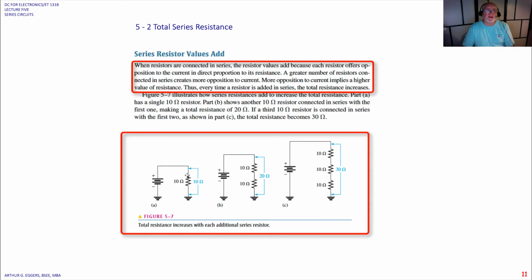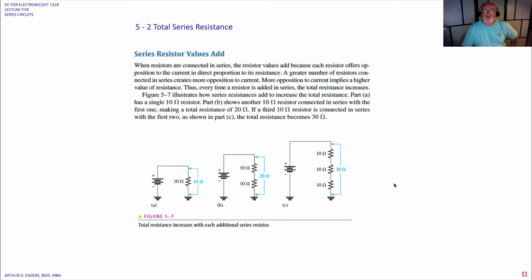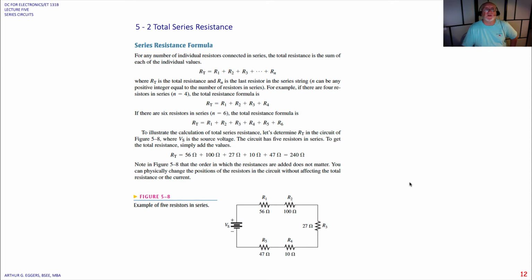So in circuit A, we only have one 10 ohm resistor. In circuit B, adding a second one, we now have a total of 20 ohms because the circuit only sees the total resistance, and in C we have 30. And so you can see why, if you take measurements within a circuit, you always have to remove the resistor under test. It has to actually be physically removed from the circuit. Otherwise, the meter will try to measure all of the resistance in the circuit.